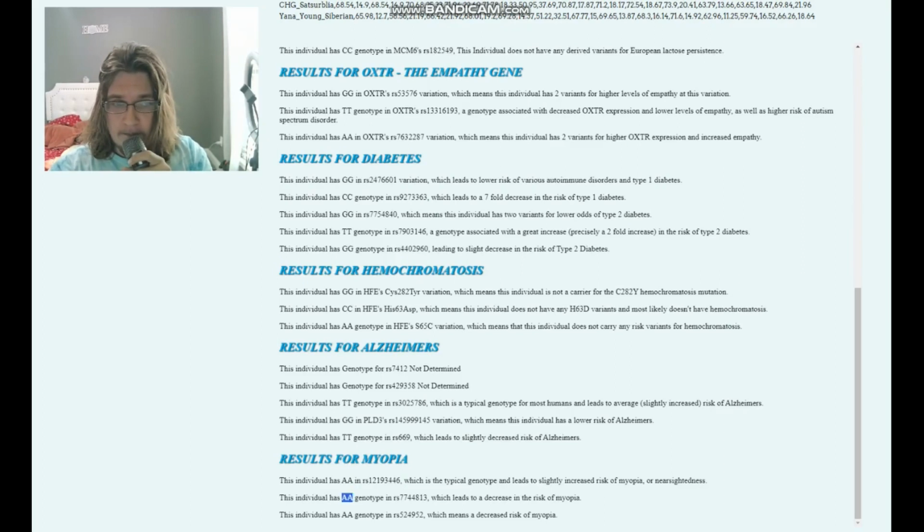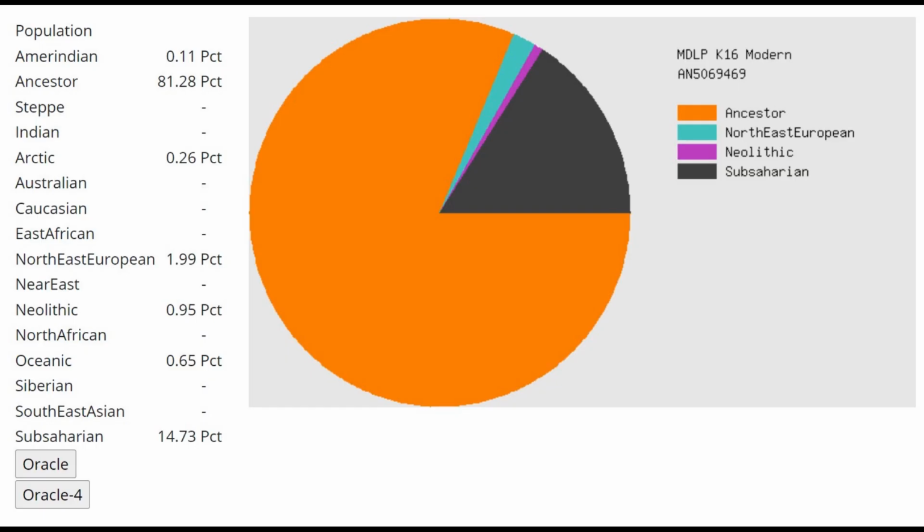Okay, AA here, which leads to a decrease in the risk of myopia, and AA here, which also means a decreased risk of myopia. I don't think gorillas have myopia. Is there any gorillas with myopia? Is there any gorillas who need glasses to see in the distance? I don't think so. Now, let's talk a little bit about her GED match results.